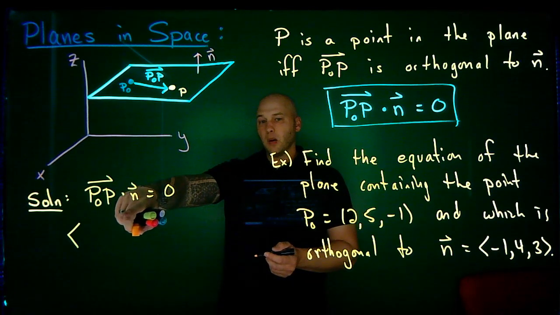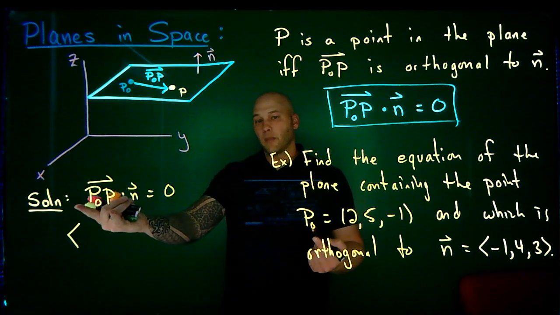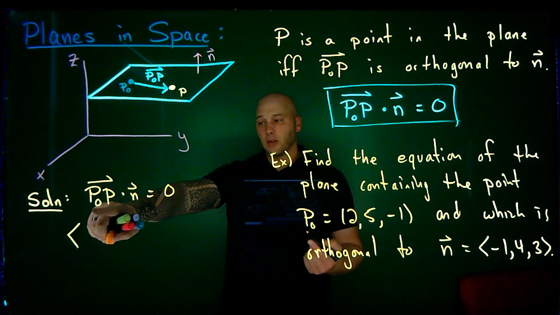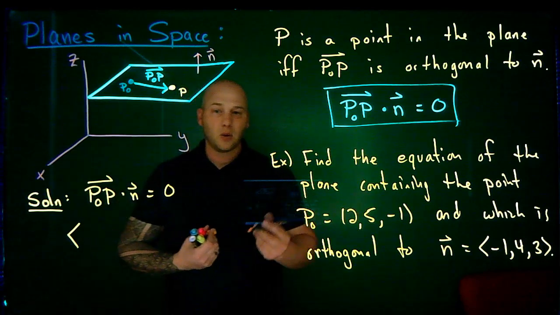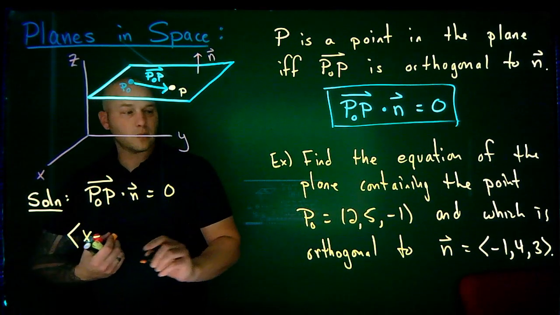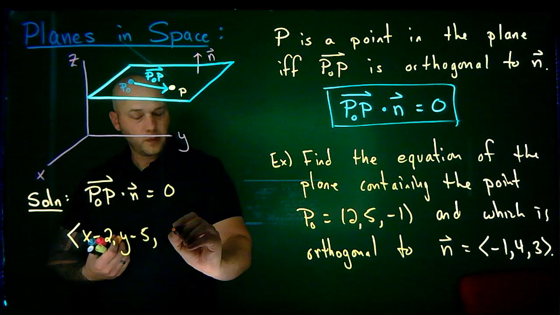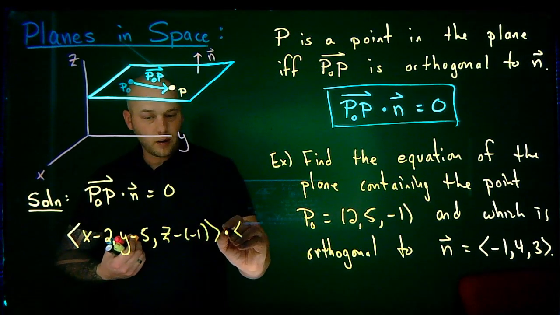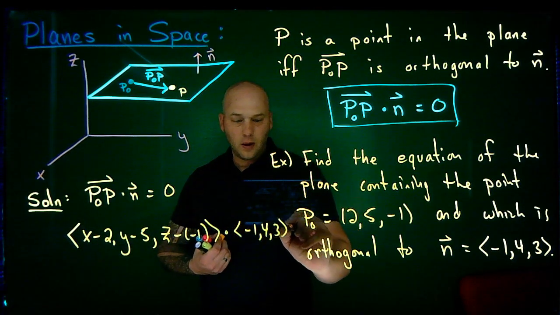And if you remember, the way we come up with the components for a vector between 2 points is I subtract the components, starting with the ending point and subtracting the initial point. In other words, if P is the generic point x, y, z, then the vector from P naught to P would be x minus 2, y minus 5, z minus negative 1, dot product with the vector n, which was negative 1, 4, and 3, and that's equal to 0.